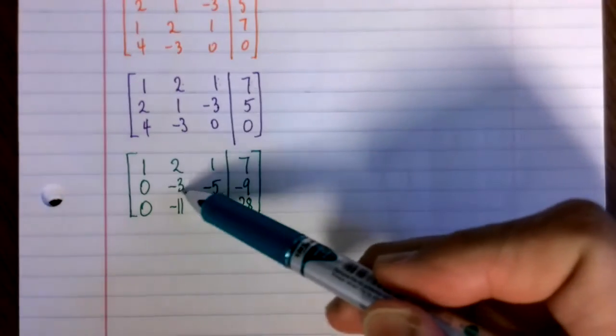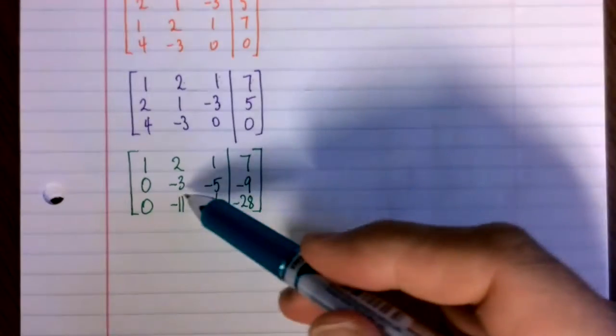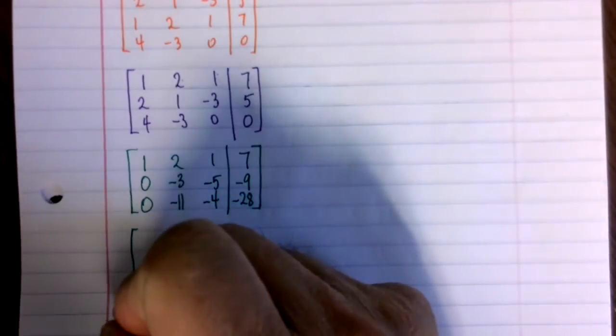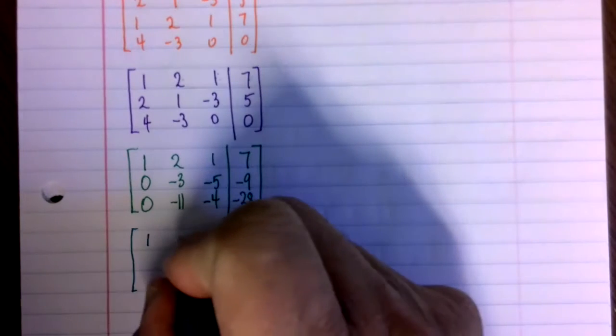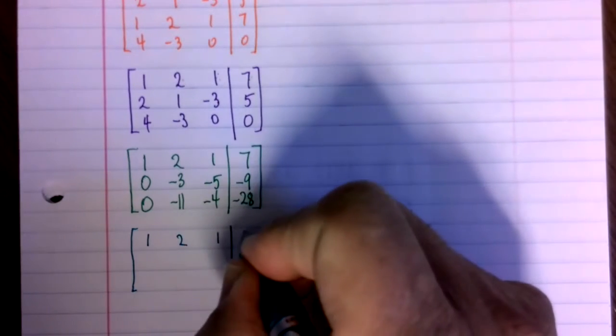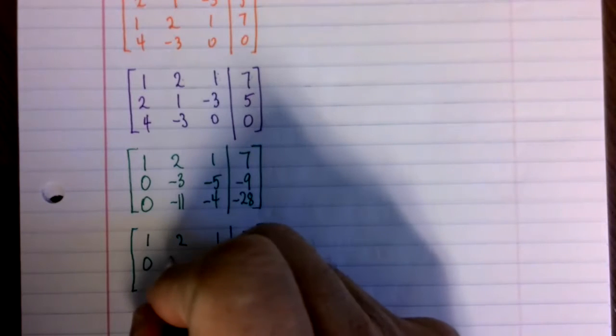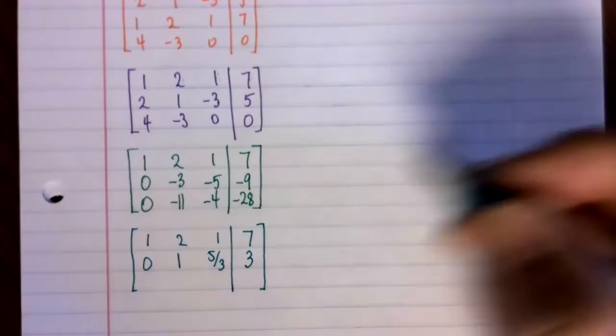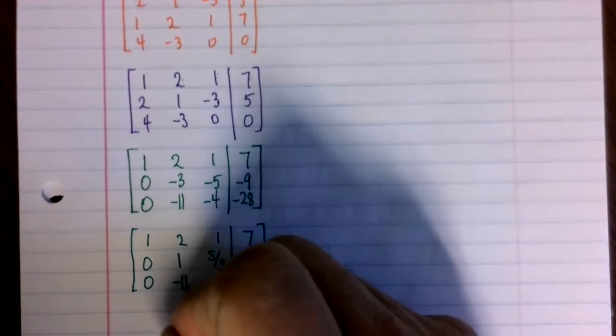Okay, next, again, I want to have a 1 here. Here, there's no easy way to do that other than just multiplying by negative 1/3. So top row stays the same. For the next row, multiply by negative 1/3, so 0, 1, 5/3, 3. And I'll copy down the third row here.